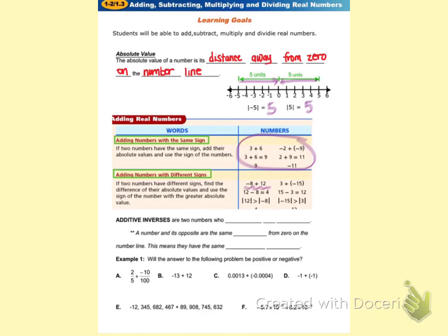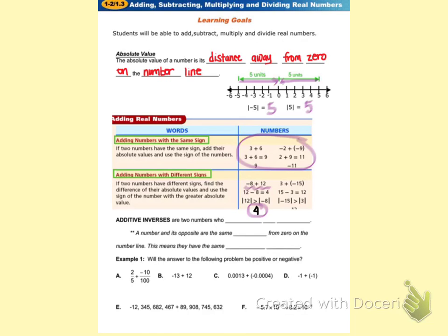So we took the difference of their absolute values. The absolute value of 12 is 12. The absolute value of -8 is 8. So we took the difference, or subtracted them, and we got 4. And then since originally the absolute value of 12 is greater than the absolute value of -8, we take the sign of that 12. And I can see that this got cut off a little bit. So what this should actually say at the end is that the answer is 4.